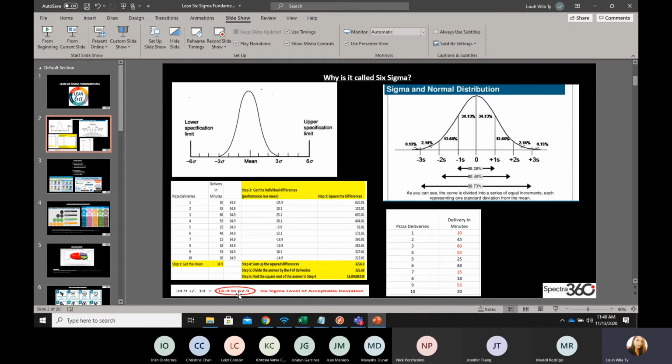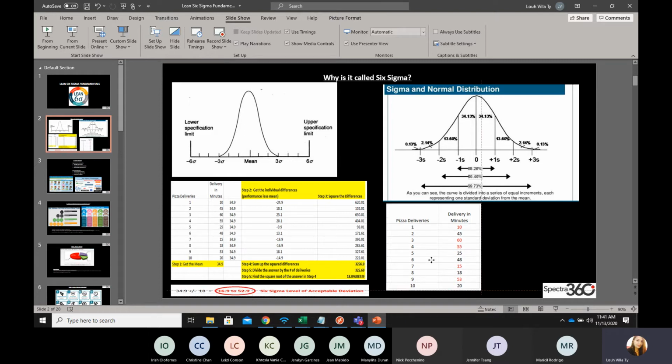This is the Six Sigma level of acceptable deviation. The pizza delivery riders have to deliver within 16.9 minutes up to 52.9 minutes. That's the acceptable range. Anything beyond that or below that is not acceptable. If they have deliveries falling short of this, then definitely they will not achieve Six Sigma.